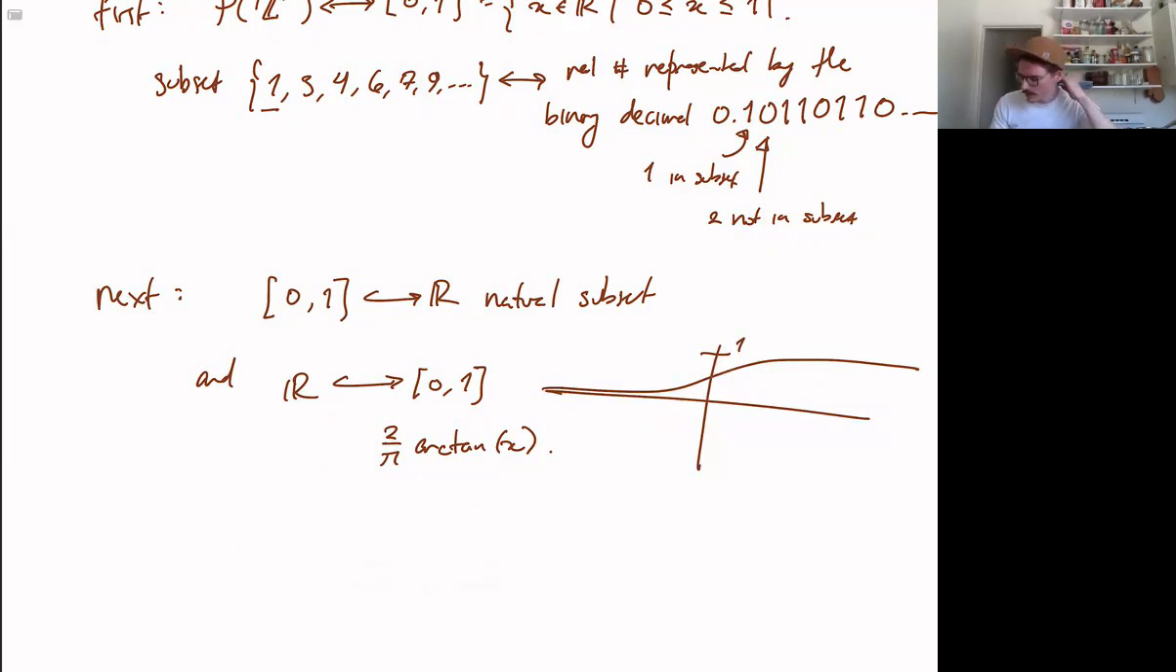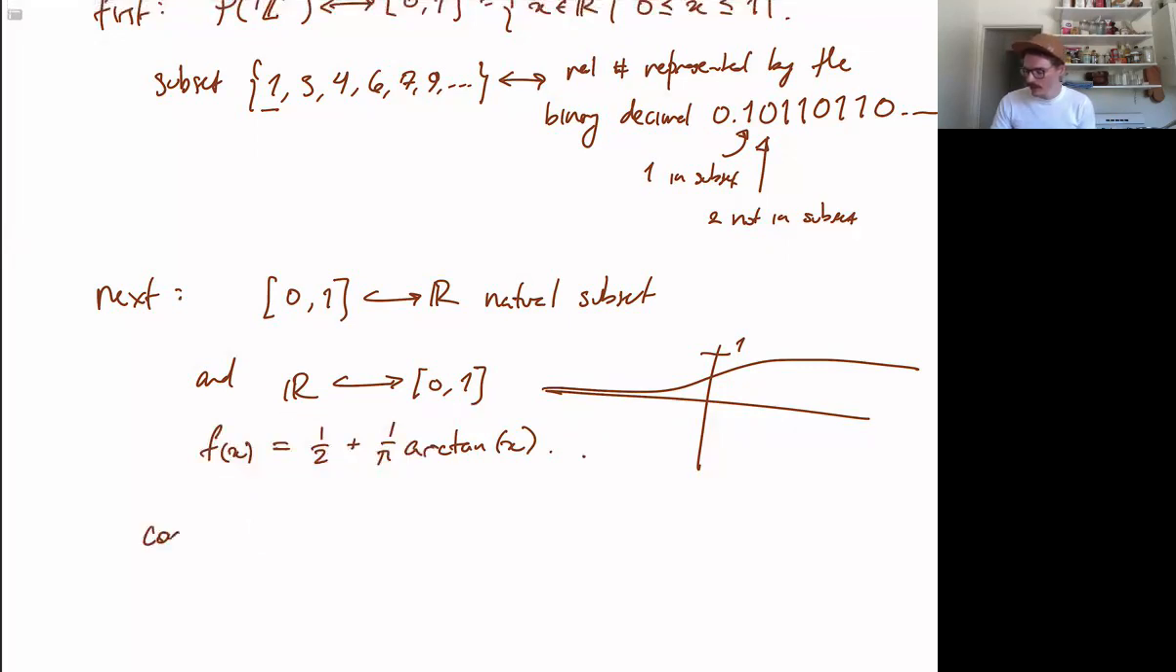So 1/2 plus 1/pi arctan x. Okay. So hopefully something like this works. Maybe I'll correct it in lecture notes if it doesn't. But basically, this gives an injection from the real numbers to the closed interval from 0 to 1.